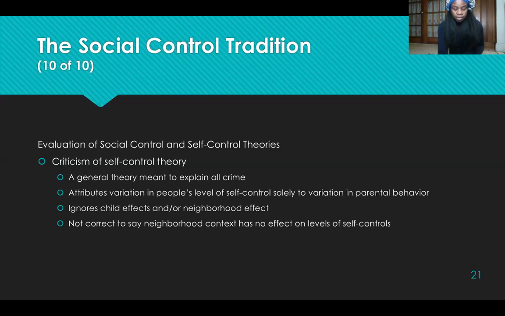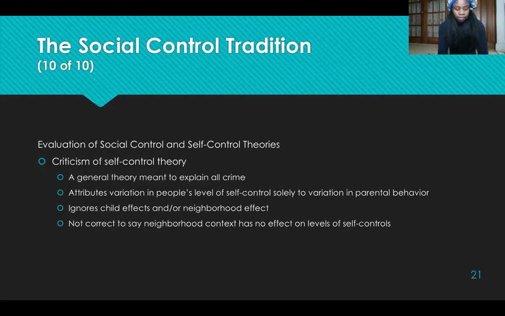Self-control theory also has been criticized for attributing variations in people's levels of self-control solely to variations in parental behavior and ignoring child effects and/or neighborhood effects. And Pratt, Turner, and Piquero in 2004 found that adverse neighborhood conditions had an independent effect on self-control and that it was equally as strong as parenting effects.